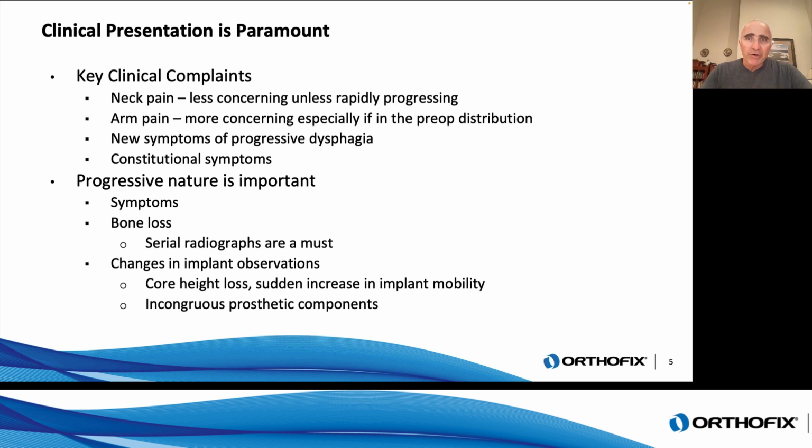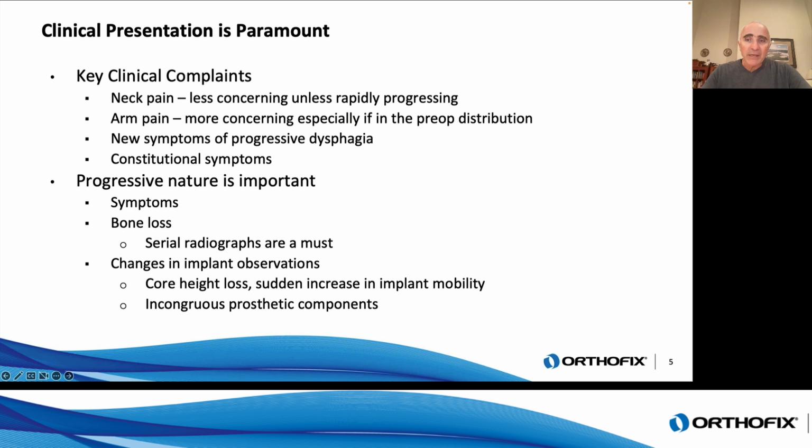In addition to the radiographic changes, when it comes to the clinical management of these patients, clinical presentation is paramount. So, what are some of the key clinical complaints? Neck pain is one of them, but this is less concerning unless it is rapidly progressing. Arm pain is more concerning, especially if it is in the pre-op distribution, indicating possible reoccurrence of compressive pathology at the index level. New symptoms of progressive dysphagia indicative of reactive soft tissue swelling or possible implant migration.